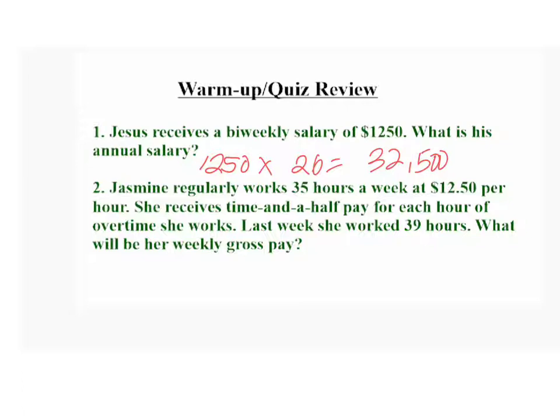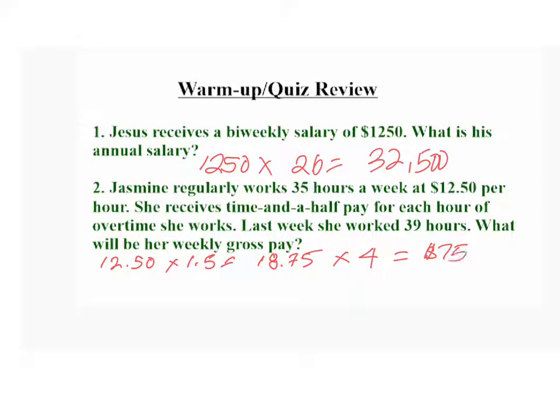All right, we need to know what $12.50 at time and a half is. So $12.50 times 1.5 equals $18.75. And she works a total of 4 hours of overtime, that's 39 minus 35. And that comes to $75.